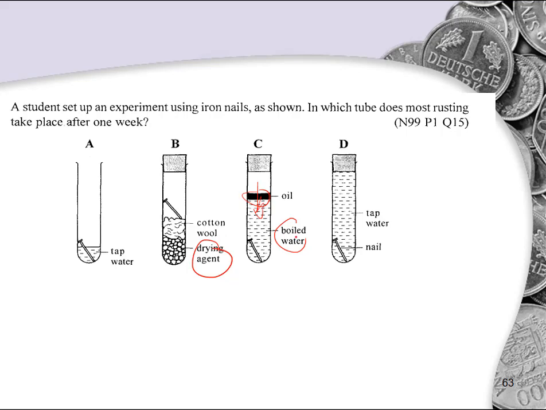So oxygen cannot enter means that there's no oxygen gas. So water alone will not cause rusting. So B and C both will not rust.